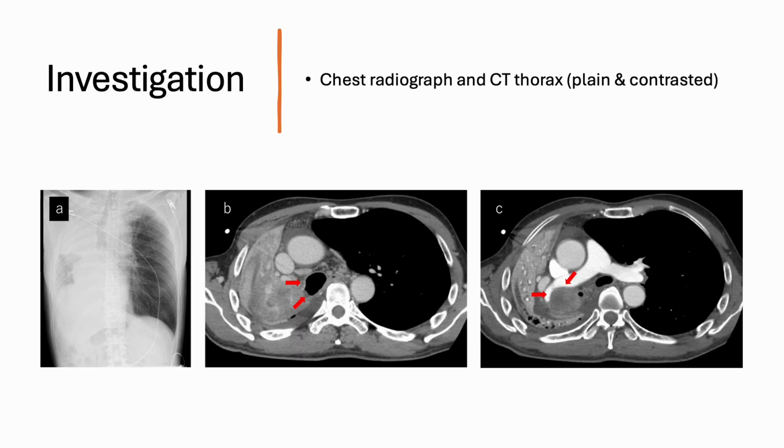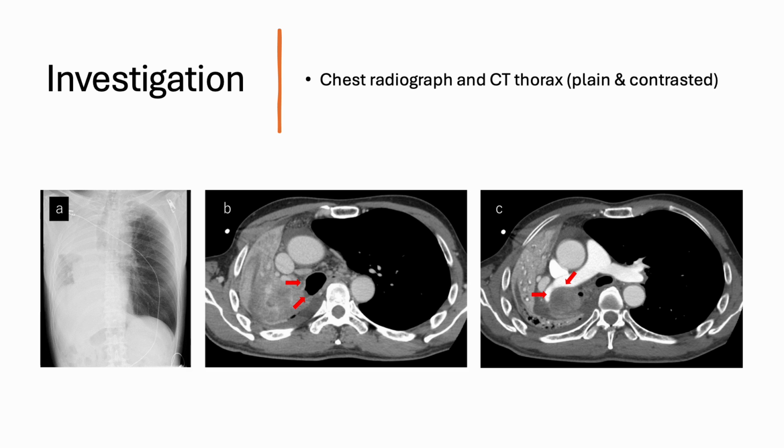Well, this slide shows the chest radiograph and the selected images of the CT thorax, plain and contrasted. We will focus on the left-hand side of the slide, which is a chest X-ray. The abnormality is in the right hemithorax, where you can see there's collapse of the lung with tracheal deviation. The abnormality is in the right upper lobe.